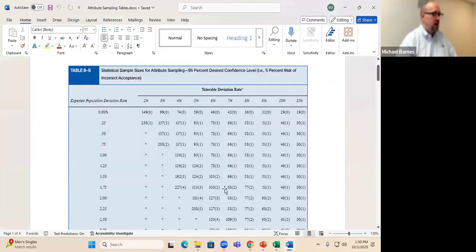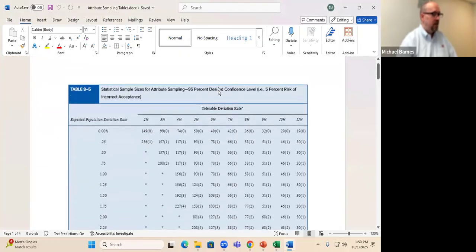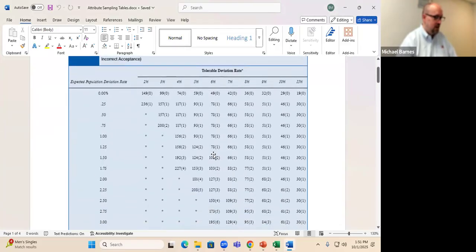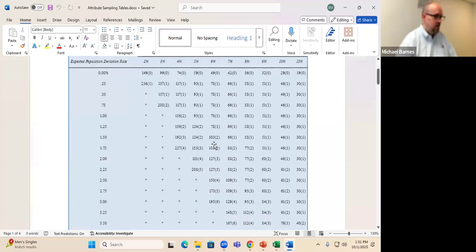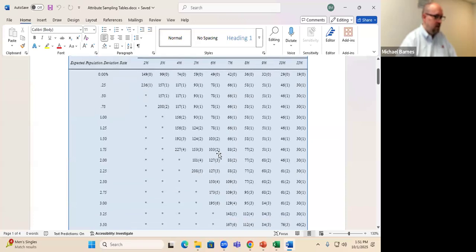Well, the answer is I'm going to go to my 95% confidence level table. I'm going to go to, what did I say? It was 6 and 2%. So 6% for tolerable deviation rate, 2% for my expected population deviation rate. And the answer is 127.